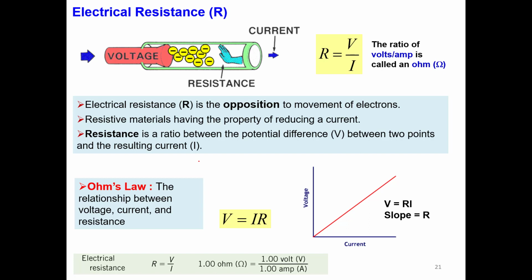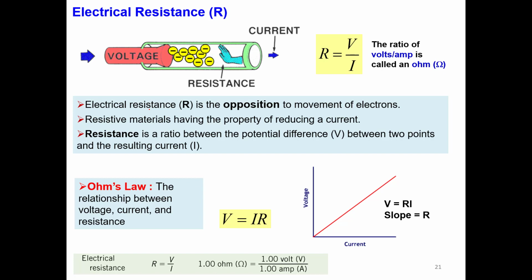The next concept we want to discuss is the electrical resistance. The electrical resistance is related to the opposition to movement of electrons. There are some materials that have the property to reduce the current.